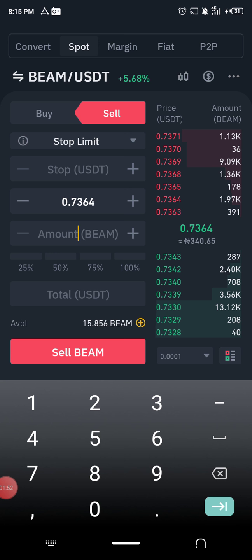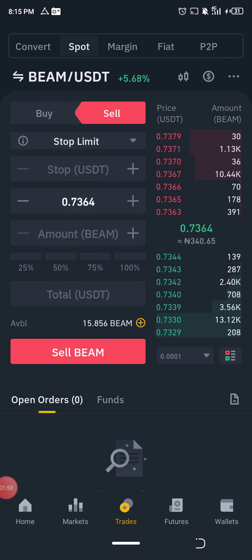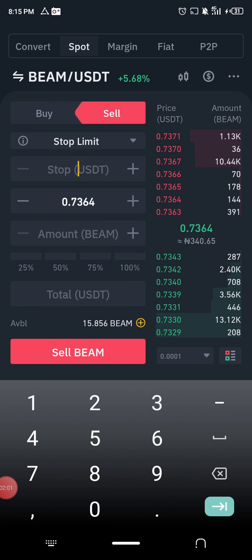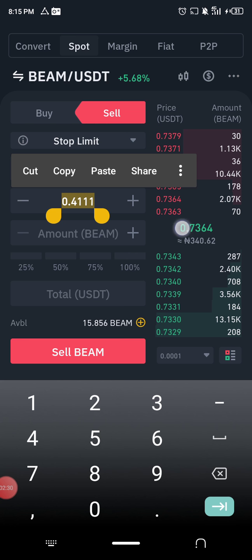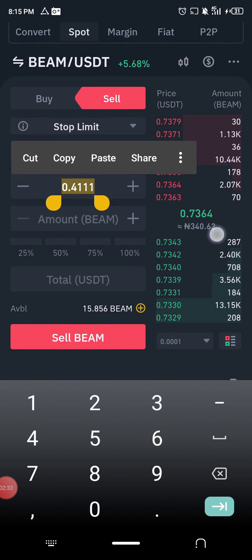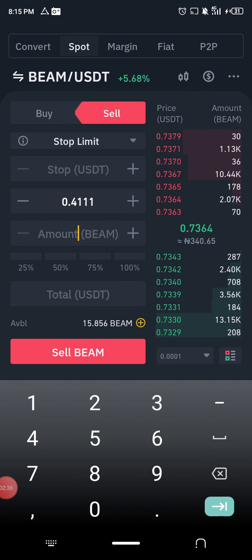Let's say I have 15 BEAM here. Let's say I bought this BEAM at 0.411, which was 190 naira. Now the price has gone up to 0.73, which is 340 naira. You can see I am in profit.